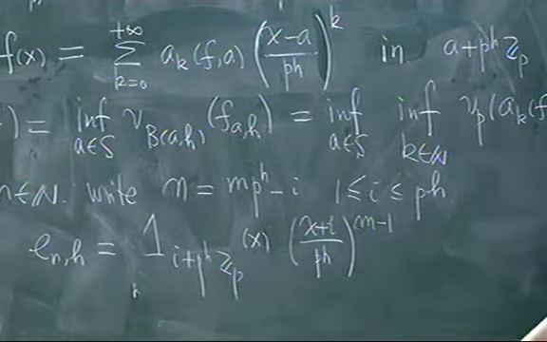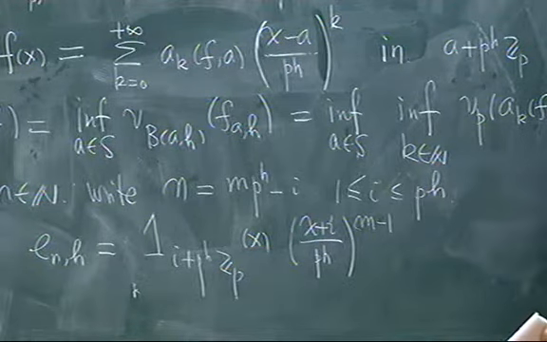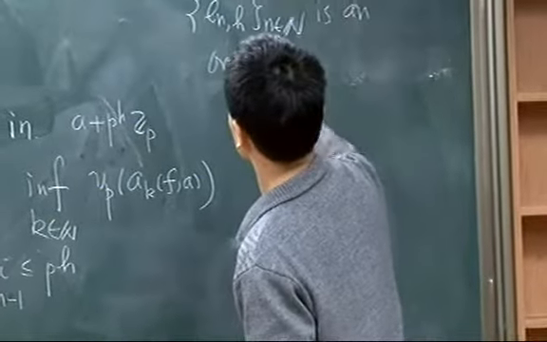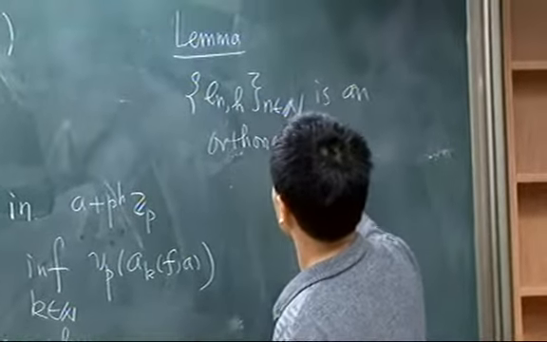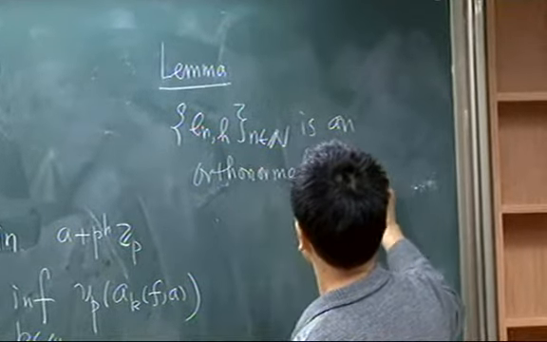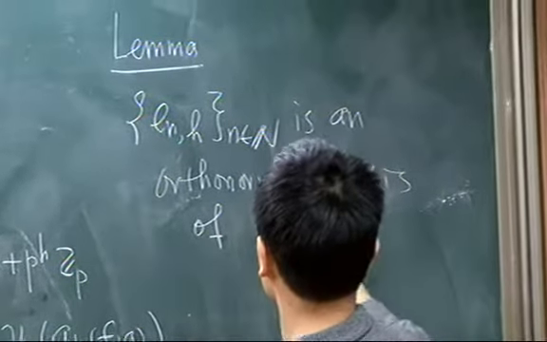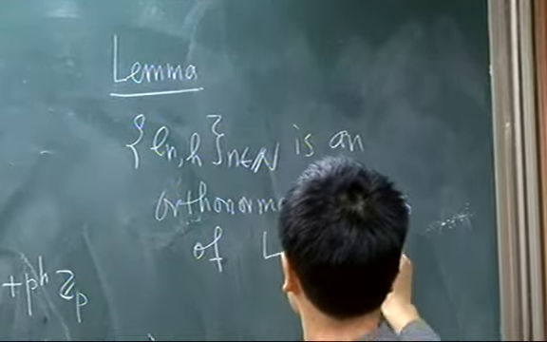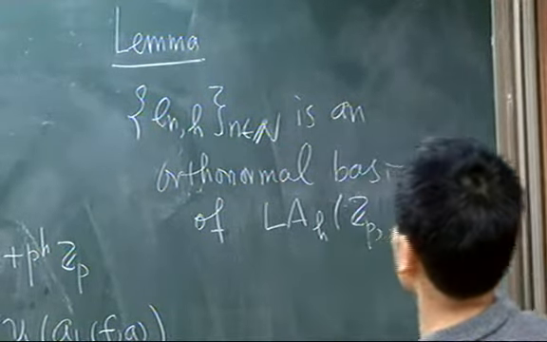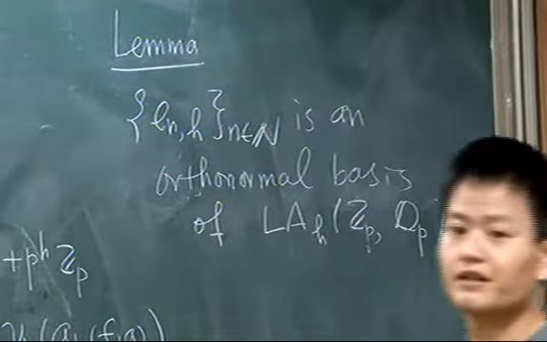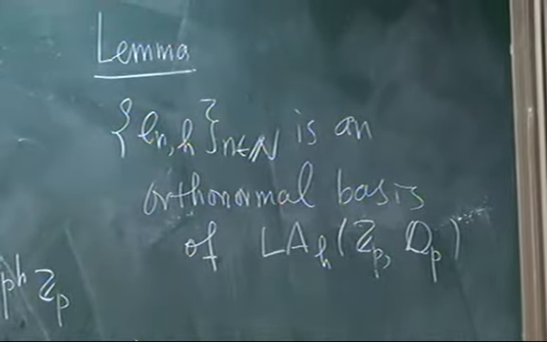So the first lemma is this: e_{n,h} is also an orthonormal basis of L A h. You can even say it's over Q_p, because this function is defined over Q_p. So this is also an orthonormal basis.